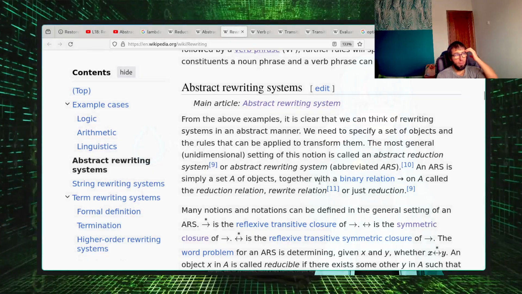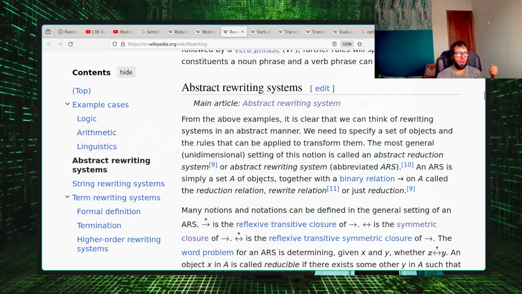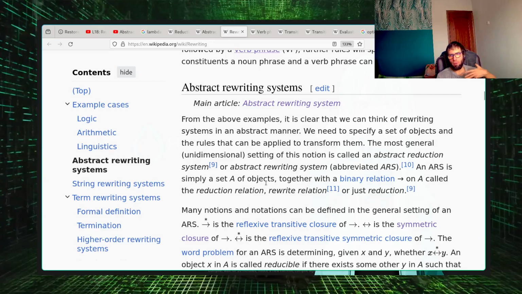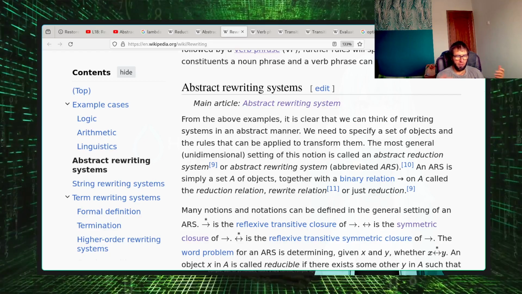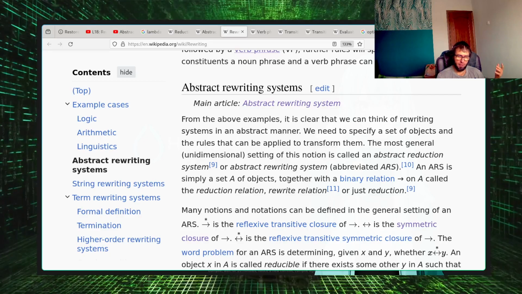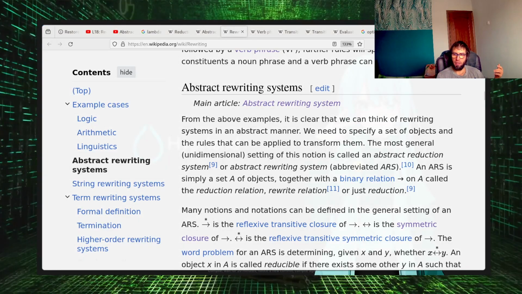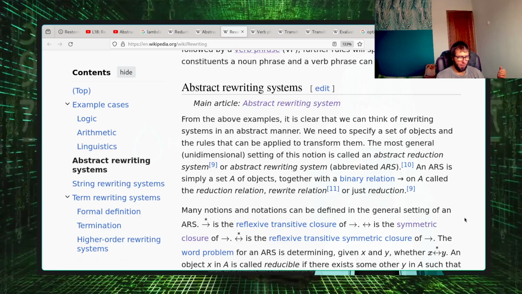And from seeing concrete examples, we can go to the notion of abstract rewriting systems. Actually they consist of a set of objects and a set of rules. And these rules can be represented as a binary relation, which shows which objects we can replace with some other objects.